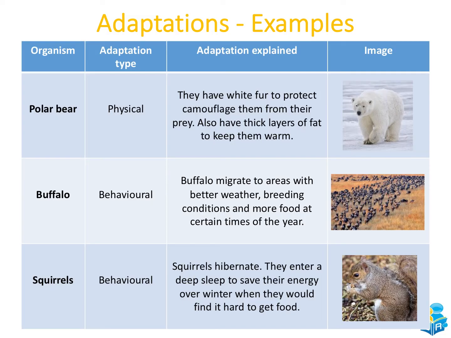Okay, so a couple more adaptations just before we move on. The polar bear had a physical adaptation, so they have white fur to protect or camouflage them from their prey. They also have thick layers of fat to keep them warm. Buffalo actually have a behavioural adaptation, so this is when we talked earlier on about migration. Buffalo migrate to areas with better weather, better breathing conditions, and also where the areas might have more food at certain times of the year.